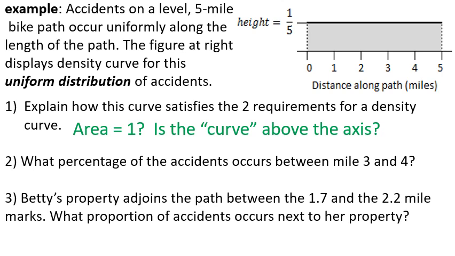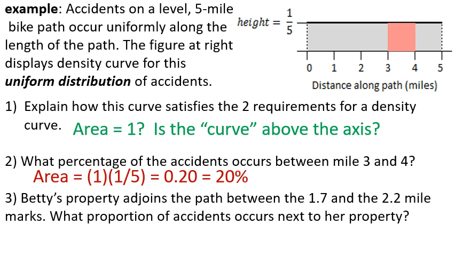All right, what percent of the accidents would occur between mile 3 and mile 4? So visually, we can shade this region up here. That's what we're talking about. And then it's really just a calculation of the area. So it's the width, which is 1, and the height, which is 1/5, so 0.2 or 20%.